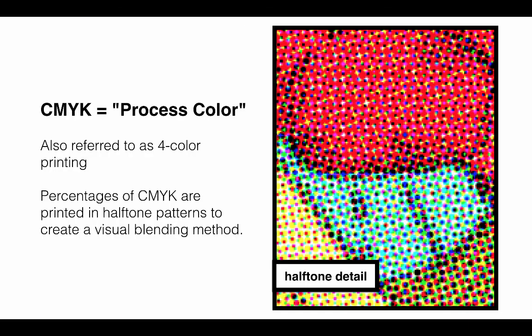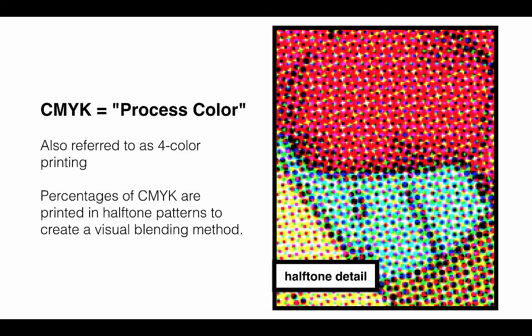Okay, and it's also referred to as a 4-color printing process. So if you hear process and you hear 4-color printing, CMYK printing, all of those things are the same. So 4-color process basically takes percentages of cyan, magenta, yellow, and black, and puts those in halftone patterns so that it creates this visual blending method, so that whenever we look at it from a distance, you can see these different sections as single colors.